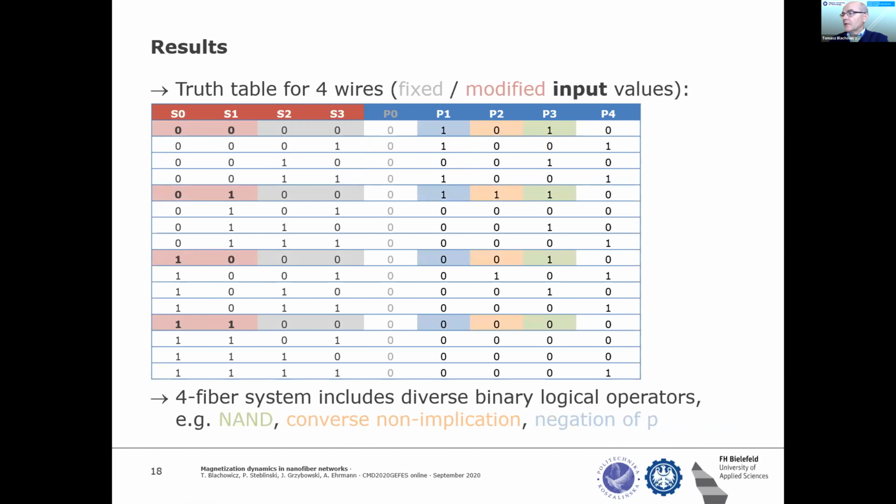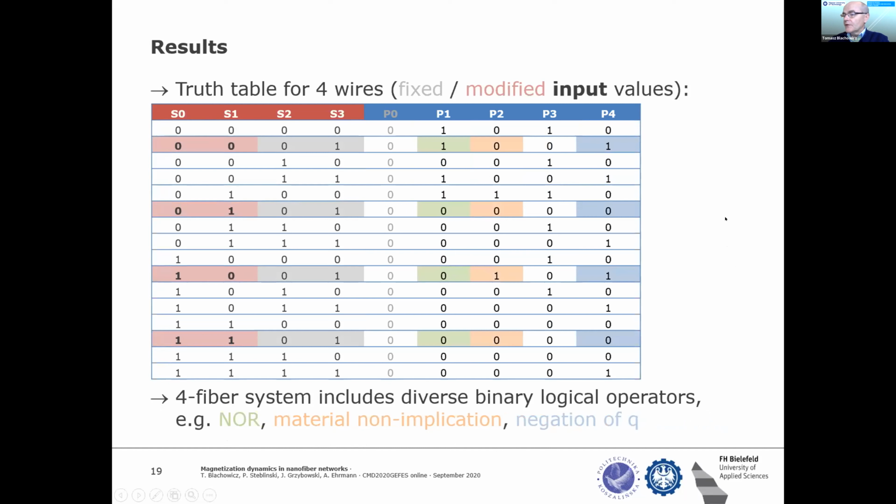Here there is something. If I choose as inputs 0, S, and 1, I can identify typical NAND or converse non-implication or negation, which is fundamental for the logic efficiencies. Also, using other inputs, I can observe NOR operation, material non-implication, negation of Q system.